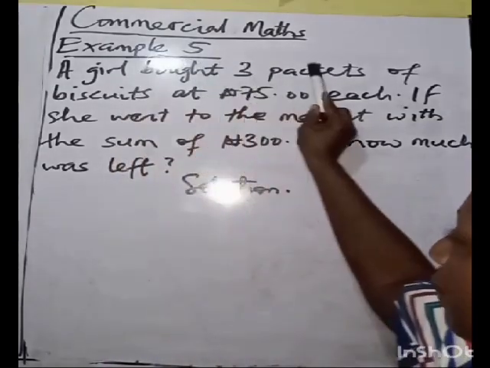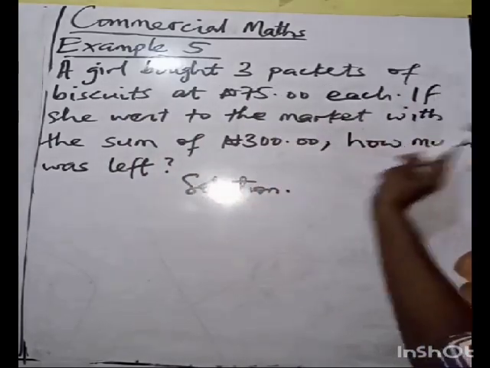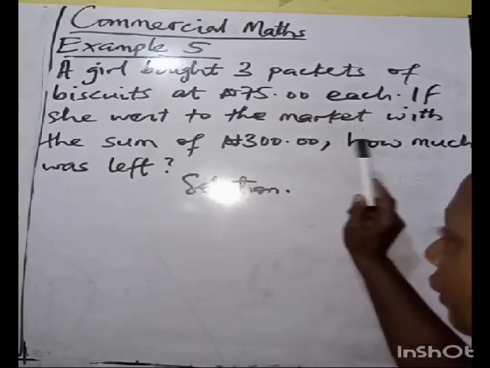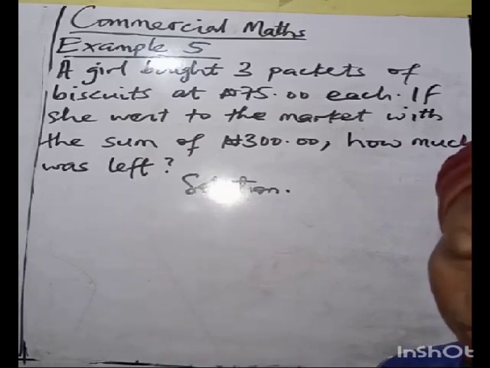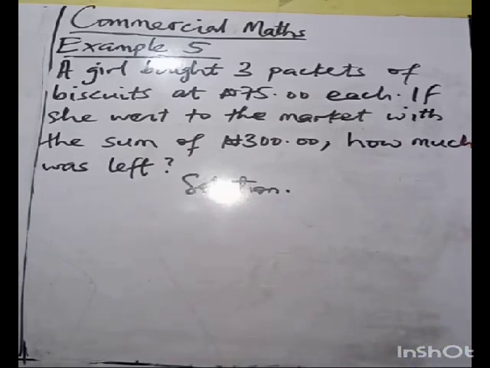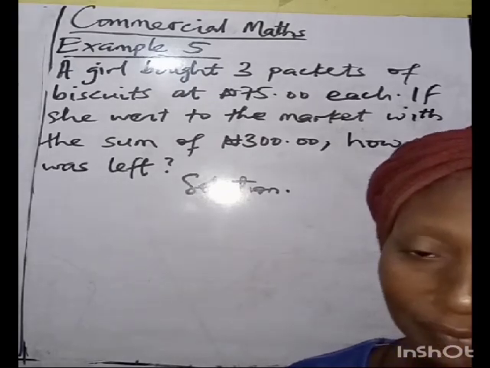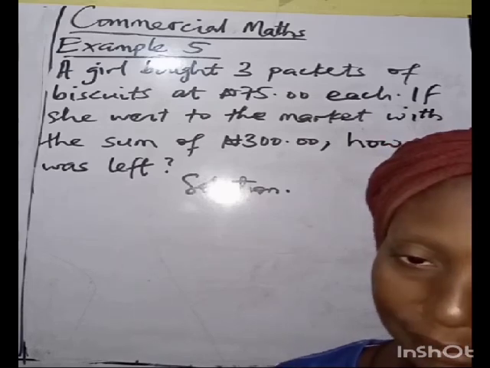Number 5. A girl bought 3 packets of biscuits at 75 naira each. If she went to the market with the sum of 300 naira, how much was left? A girl went to the market with 300 naira and she bought 3 packets of biscuits at 75 naira per packet. And the balance is what we are asked to find.